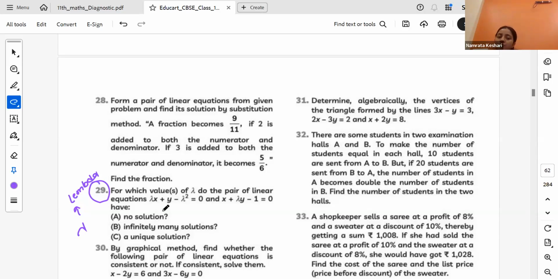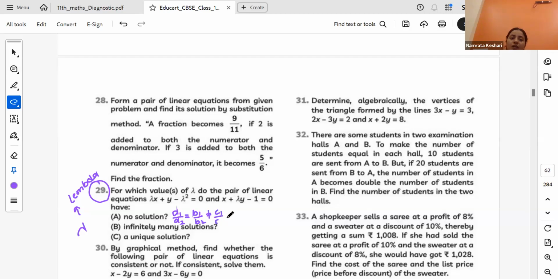For which value of lambda does the pair of equations lambda x plus y minus lambda square equals 0 and x plus lambda y minus 1 equals 0 have no solution? No solution means parallel lines, and for parallel lines a1 by a2 is equal to b1 by b2 is not equal to c1 by c2, right? Yes, Ritvika?